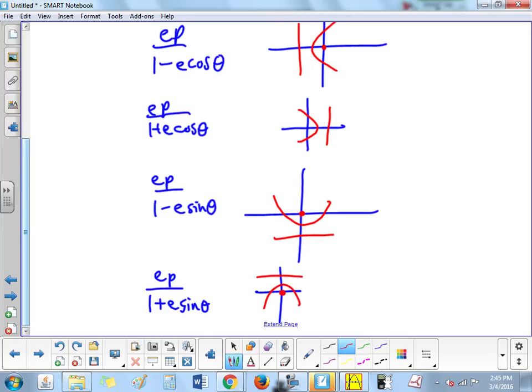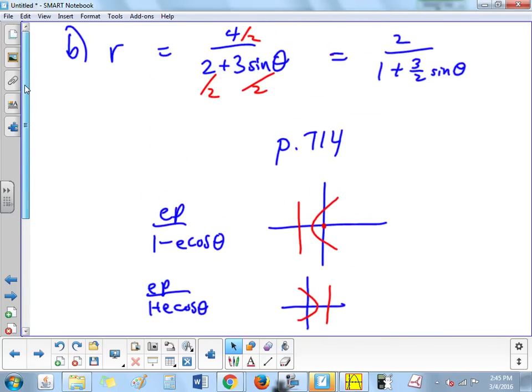They all have the focus at the pole. They all have the directrix, okay? They all have the same basic look to them. It's an orientation thing. So cosines are sideways and sines are vertical, and plus means either left or down. Minus means either up or right. So don't be too confused. But the one thing that isn't obvious, I think, is how we had to divide by 2 before we started. That's super important.